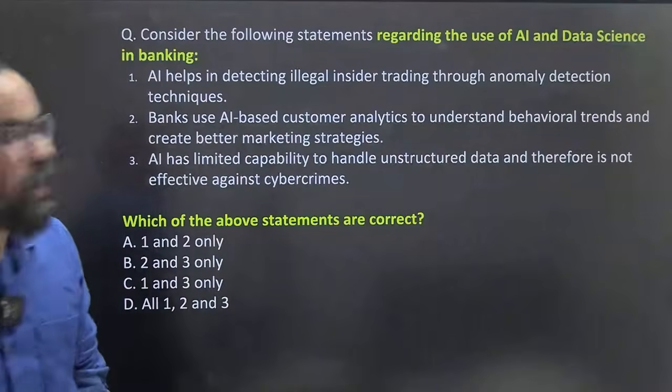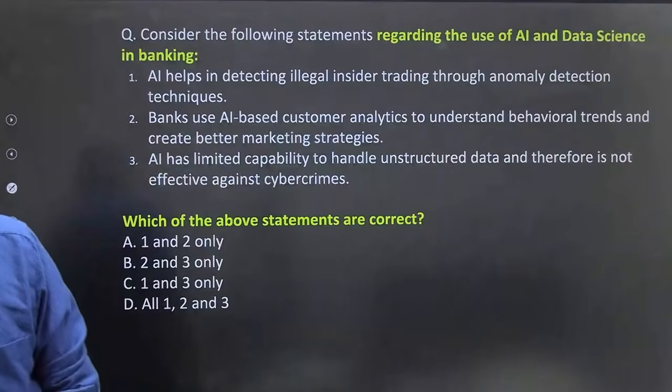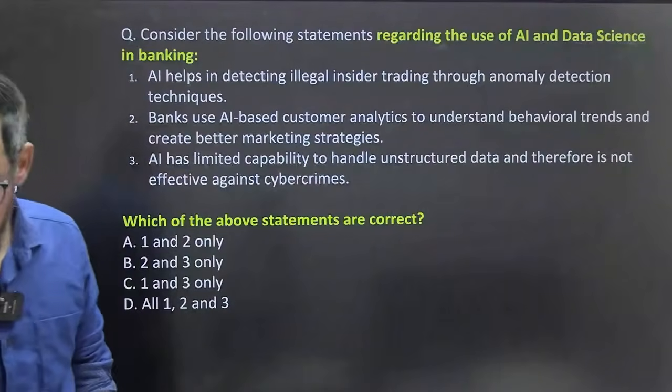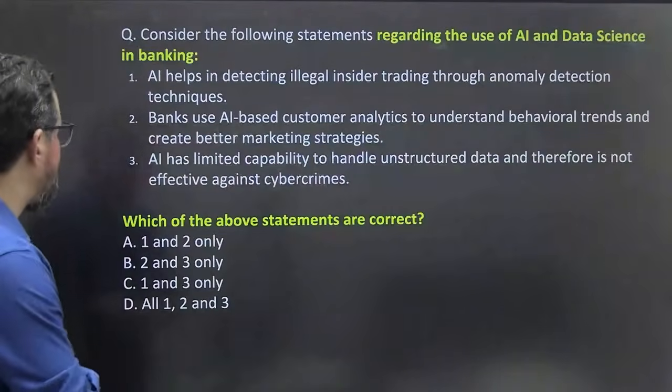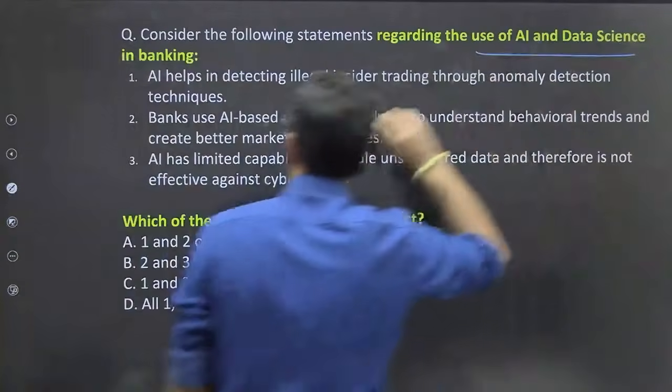Okay, nothing else here. Okay, let's go to the next question. What will be your answer for this particular one? Anyone? JP sir is saying option C. Let's check. So regarding AI and data science in banking.